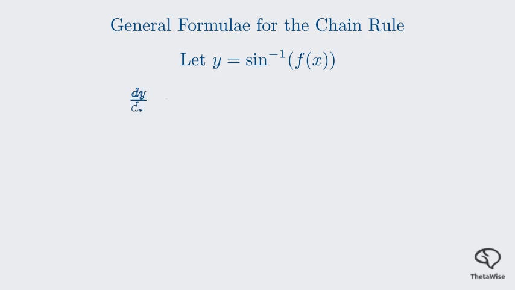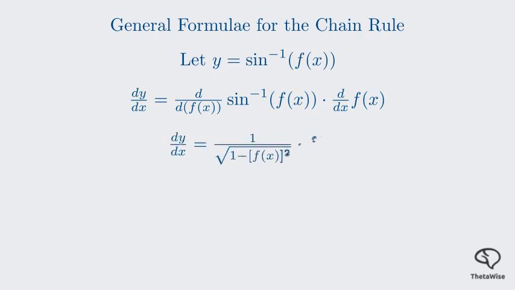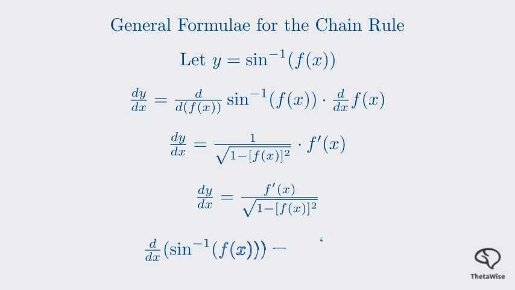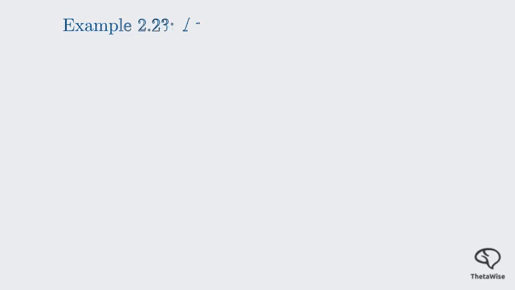The derivative of the outer function, sin inverse, is 1 over the square root of 1 minus x squared. But instead of x squared, we have f of x, so it's f of x all squared. Then we multiply this by the derivative of the inner function, which is f prime of x. So our final general formula is dy/dx equals f prime of x over the square root of 1 minus the quantity f of x squared. This pattern holds for all 6 inverse trigonometric functions. The general form is the derivative of the argument in the numerator, divided by the derivative of the inverse function evaluated at the argument. Okay, enough theory. It's time to apply these formulae to some examples.